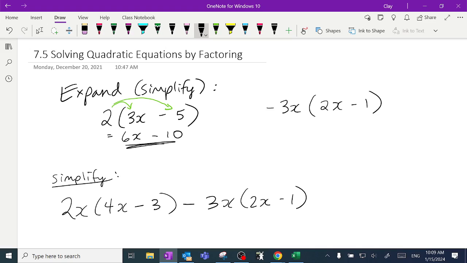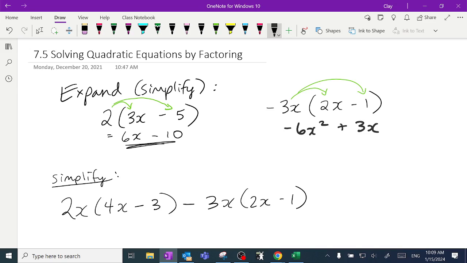Okay? And then suppose I wanted to simplify negative 3x times (2x minus 1). Same trick. I multiply negative 3x by both things in the brackets. I distribute it. So negative 3x times 2x is negative 6x squared. And negative 3x times negative 1 is positive 3x. Don't forget that a negative times a negative makes a positive.